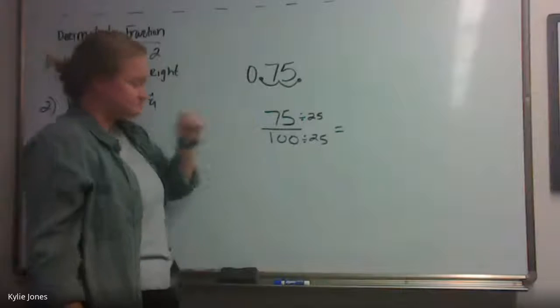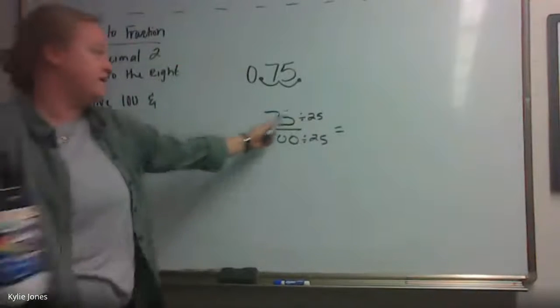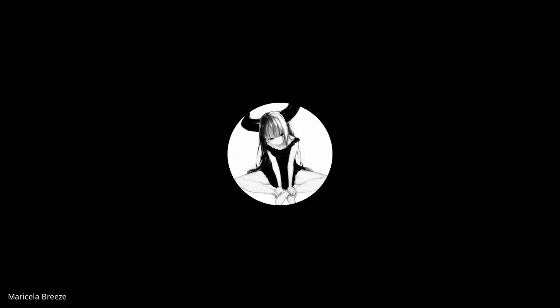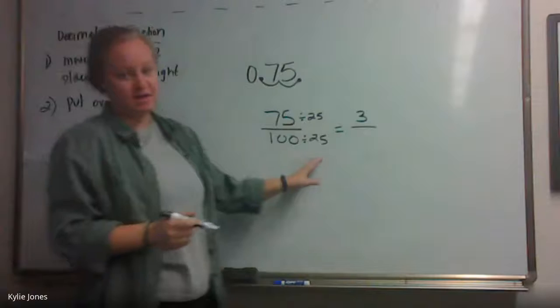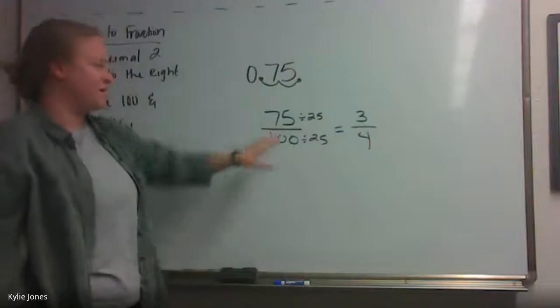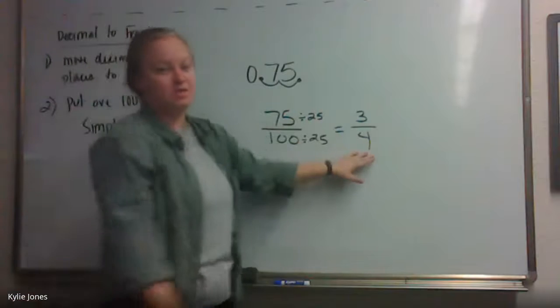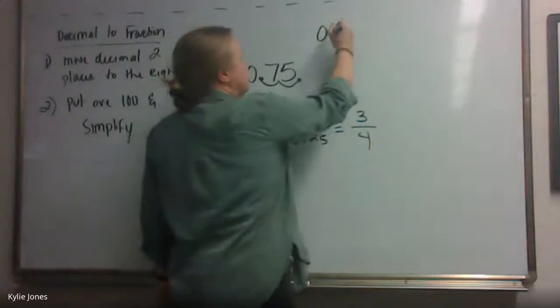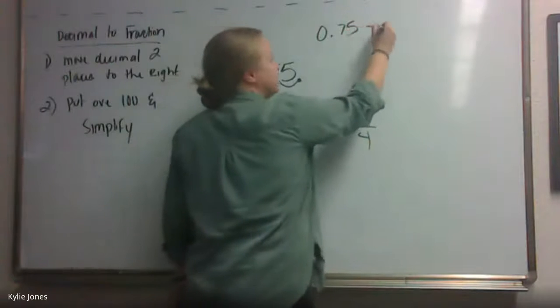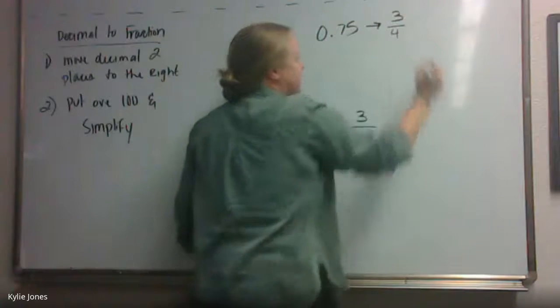Because subtracting. Oh, we need to divide. 75 divided by 25. 3. 3 over 4. Yeah, 100 divided by 25. If we were subtracting, I would have got the right answer. Yeah, but we got to make sure we're dividing on that part. When we simplify, we divide, right? So now we have a simplified fraction. So if we need to go from 75 hundredths to a fraction, it's 3/4.